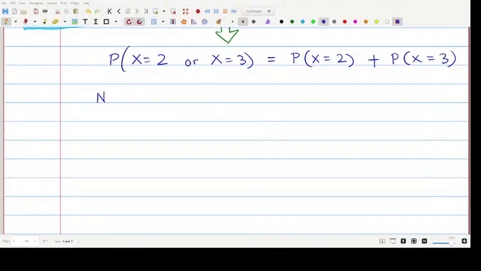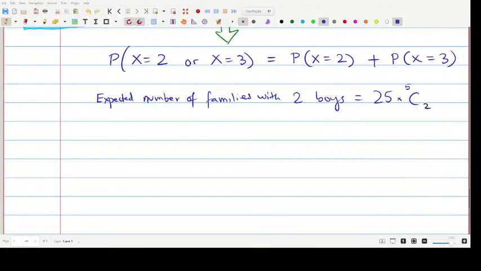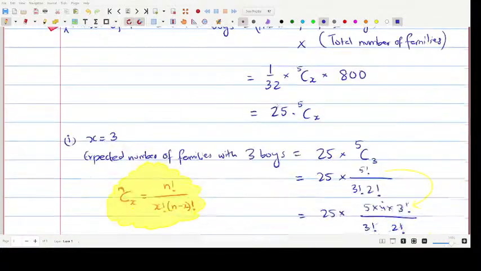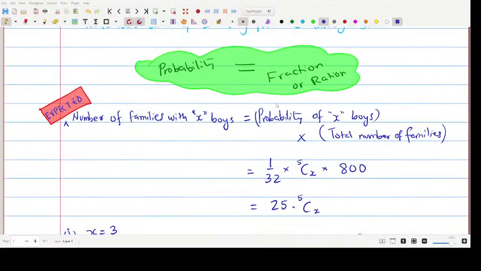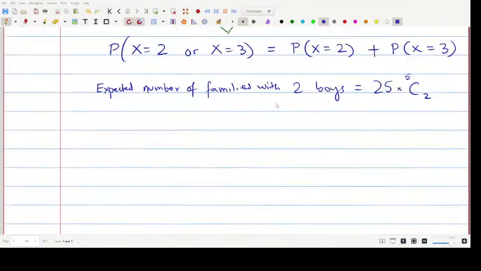So number of families, again, these are not the exact number of families, so we must write expected number of families with 2 boys is equal to 25 multiplied by 5C2, right? See, what was our formula? This was our formula, right? Expected number of families with x boys is 25 multiplied by 5Cx. So here it is 25 multiplied by 5C2.